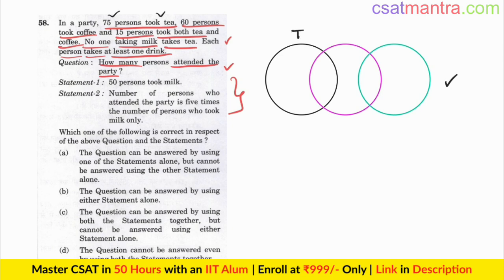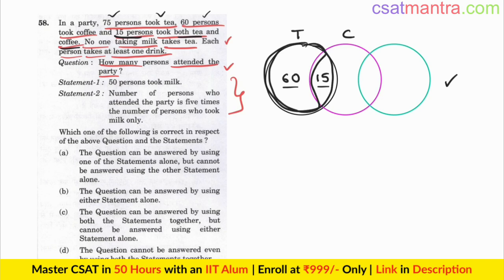75% took tea. Number of people taking tea. This black circle is 75. 60% took coffee. This pink circle is coffee. 15% took both tea and coffee. This is 15. This total is 75. So this will be 60. 60 plus 15, 75. This area is 60. Those who are drinking tea only.